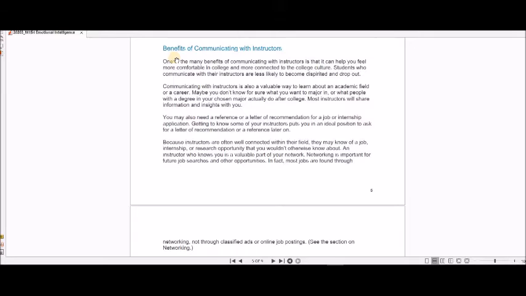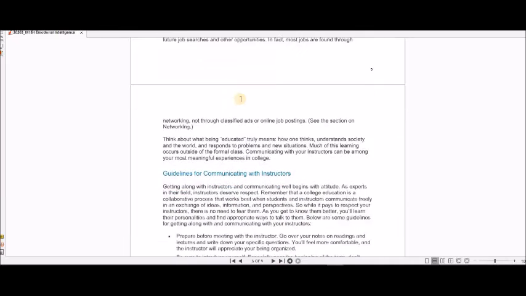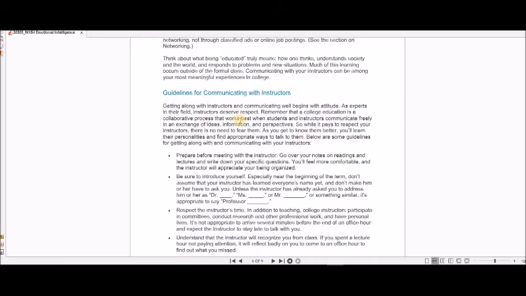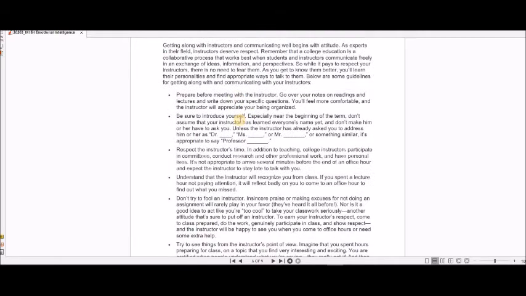Moving on. This is important. This is how we apply emotional intelligence to being in the classroom. The benefits of communicating with instructors and knowing how to apply emotional intelligence here is discussed here. Guidelines for communicating with instructors: I would strongly encourage you to read these.